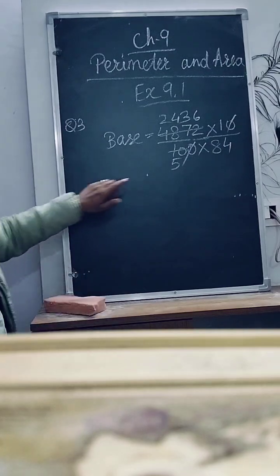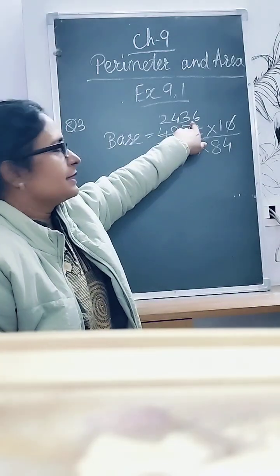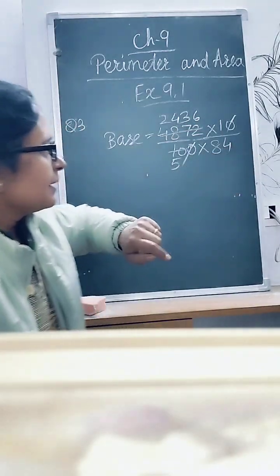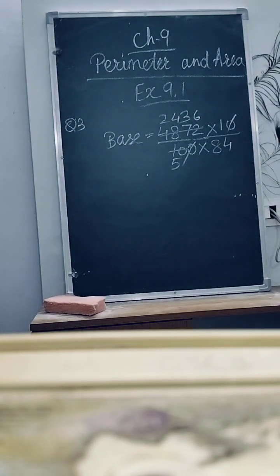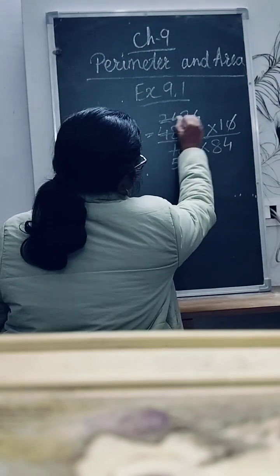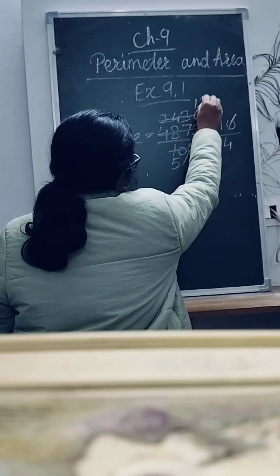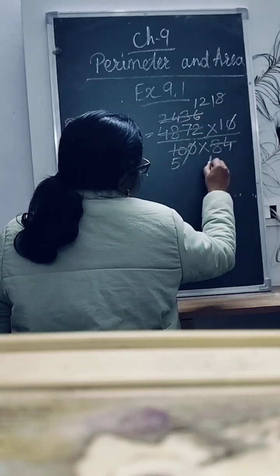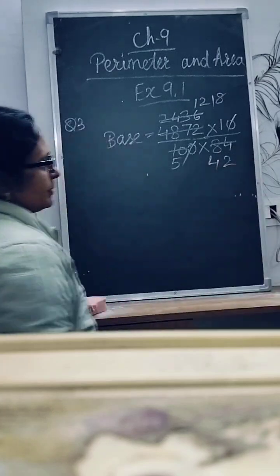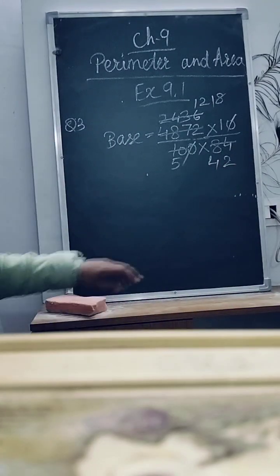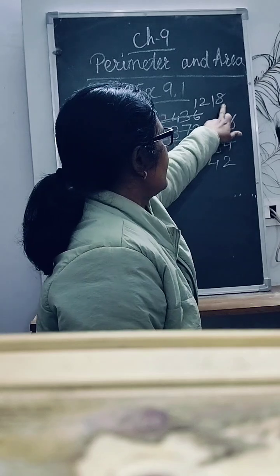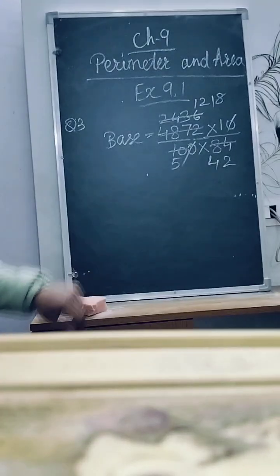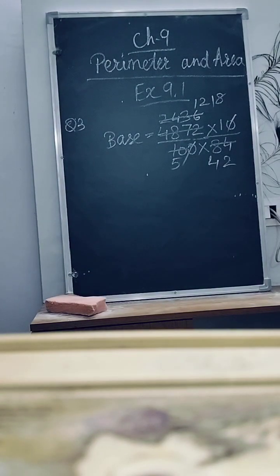Now students, after this, again 6 and 4. The ones places are even, so it means they are divisible by 2. So 2 1s are 2, 2 2s are 4, 2 1s are 2, 2 8s are 16, 2 4s are 8, 2 2s are 4. As you see, the last digits we are having are again even numbers.